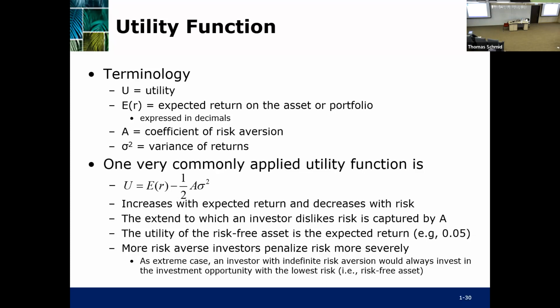Yes? We need to consider when the risk-free asset requires us to lock in that amount of assets, so it's not that liquid. No, that we don't consider. This is a very simple world, there is no liquidity constraint and nothing like that. Okay?